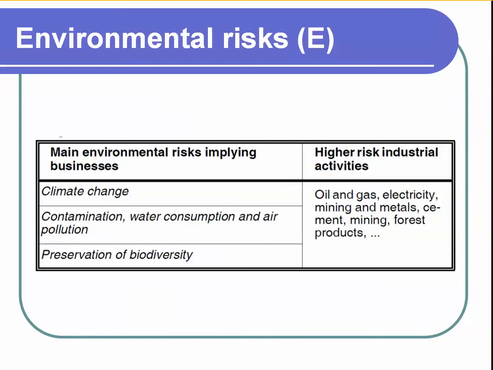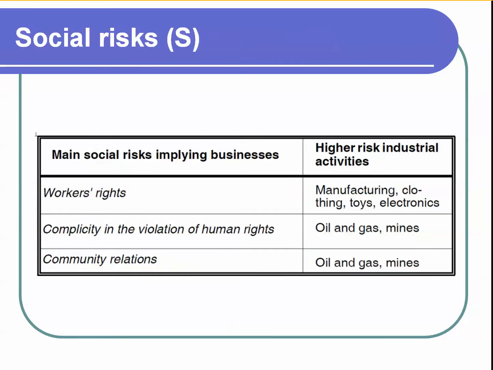Let's give a look at environmental risk. The main environmental risks implying business are climate change, contaminations of water and air, so water consumption and air pollution, the preservation of biodiversity. Higher risk industrial activities are oil and gas, electricity, mining and metals, cement, forest products.